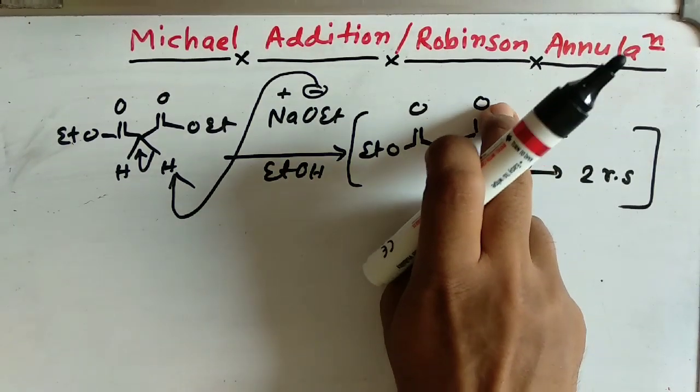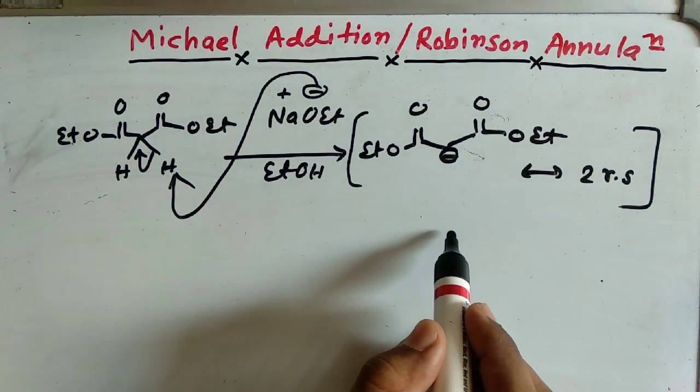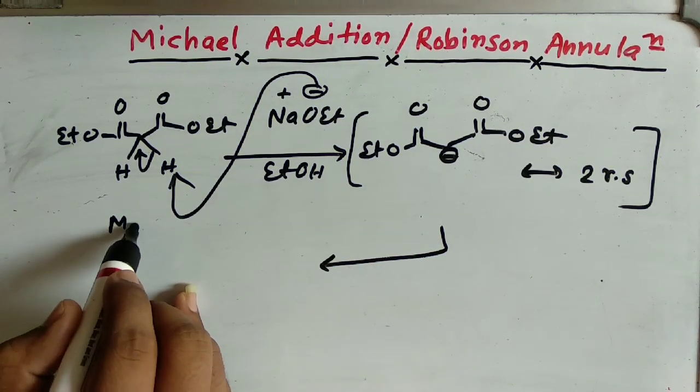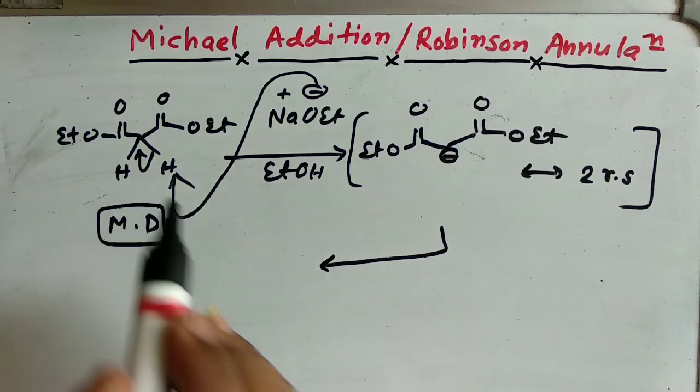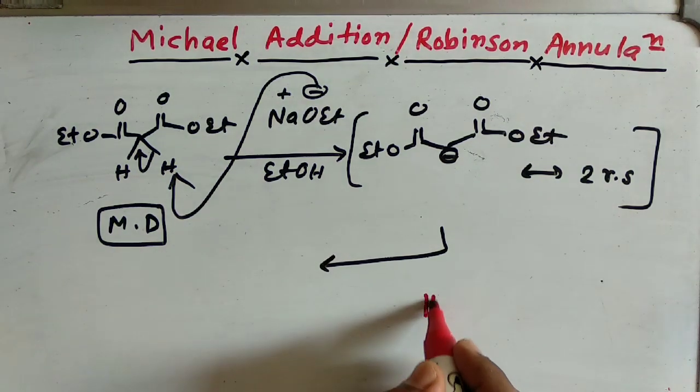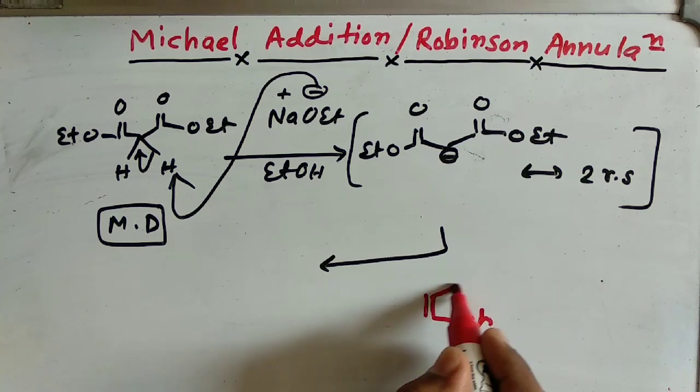Okay, so now in the second step, what will happen? This is the Michael donor, MD. Remember this one, and now we have to take one Michael acceptor, which I have shown you in the section.